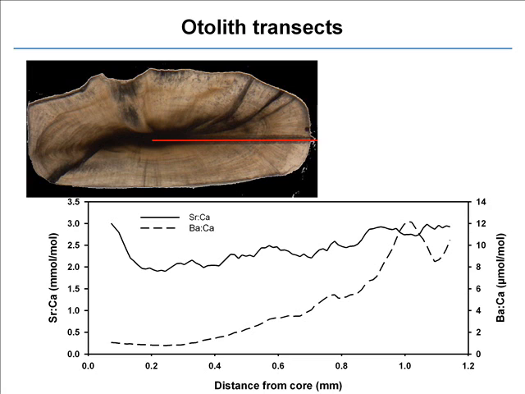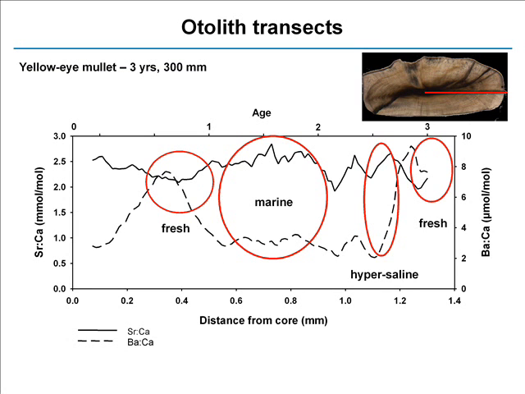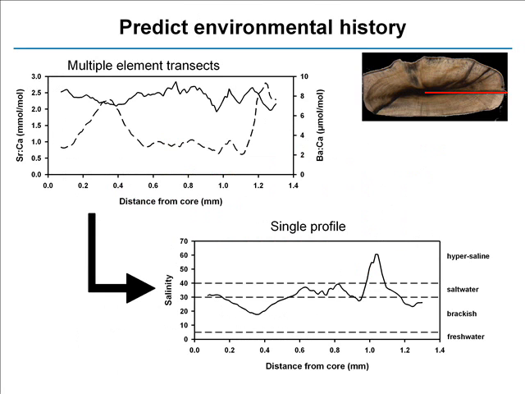So for example, if we're looking here at a 3-year-old yellow-eye mullet, where we get similar concentrations of both strontium and barium, we might predict they've been in a freshwater environment. Where we've got these two differing, we might expect it's a marine environment. And where we see this sudden increase again in barium coinciding with the increase in strontium, we might predict it's been in a hypersaline environment.